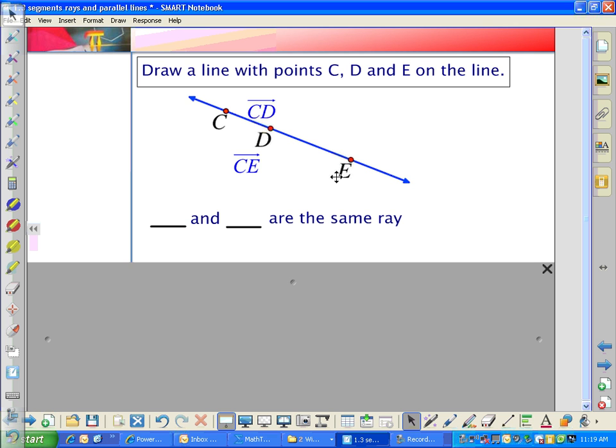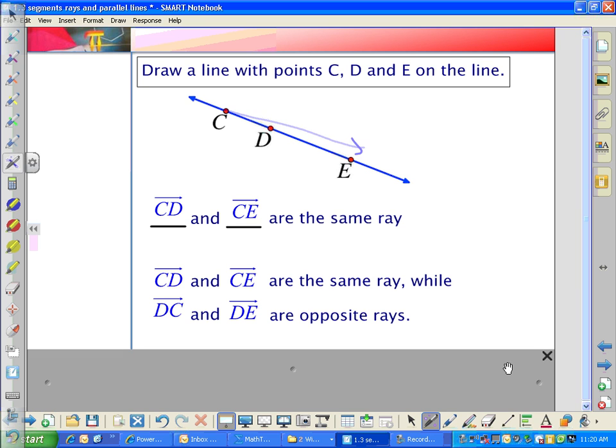What would be something that would be exactly the same ray? Well, CD and CE would be exactly the same ray. They both start at point C, right here, and they both extend in the same direction. The first one says start at C and go through D. The second one says start at C and go through E. Well, that's exactly in the same direction, so they're exactly the same ray.